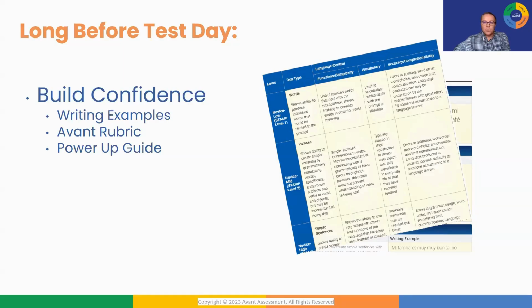You can see here how Avant scores language in writing and speaking. For each level of language, we identify the text type, whether that be words, phrases, simple sentences, etc. We also look at different aspects of language control. Using this together with the writing examples allowed me and my students to better understand proficiency and how it is scored.